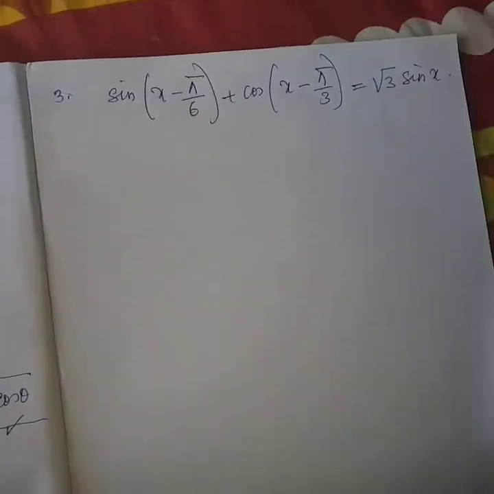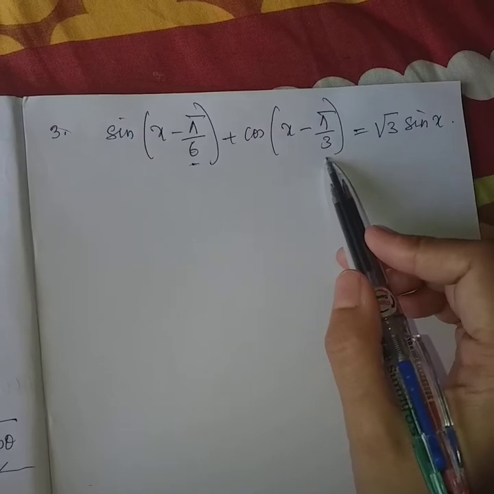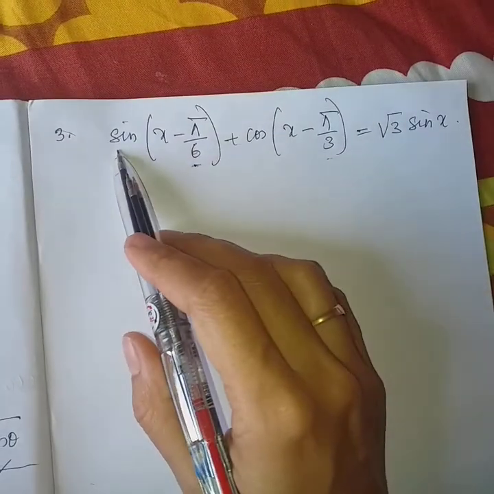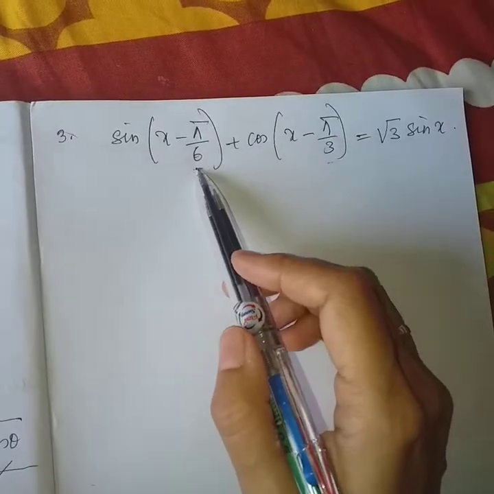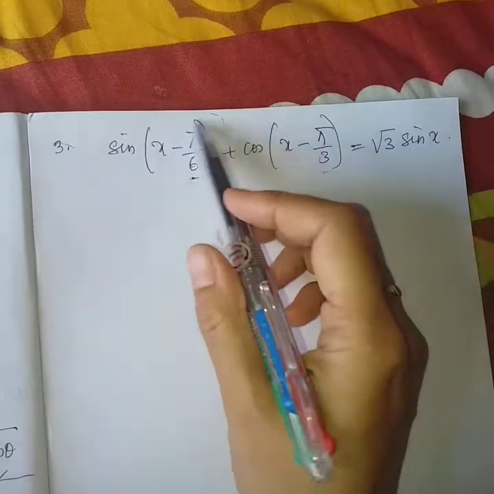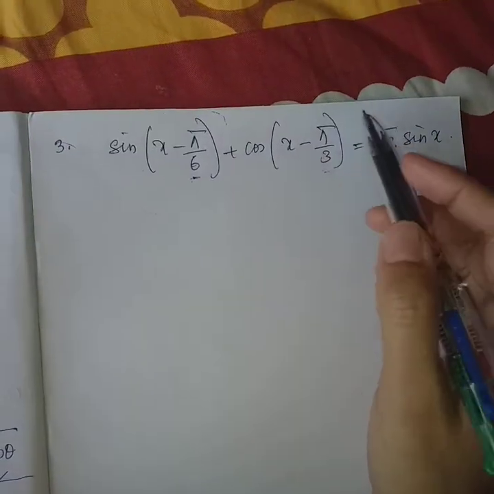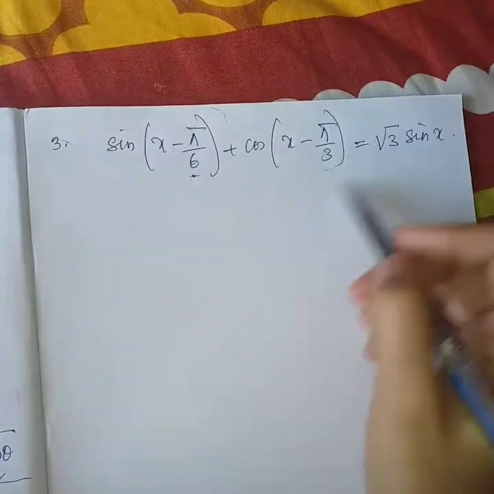So also here y is not the same. So even though it is sine of something plus cos of something, here y is not the same, so we have to apply the formulas separately. Sine of a minus b and cos of a minus b have to be solved separately, so we cannot combine the formula here.